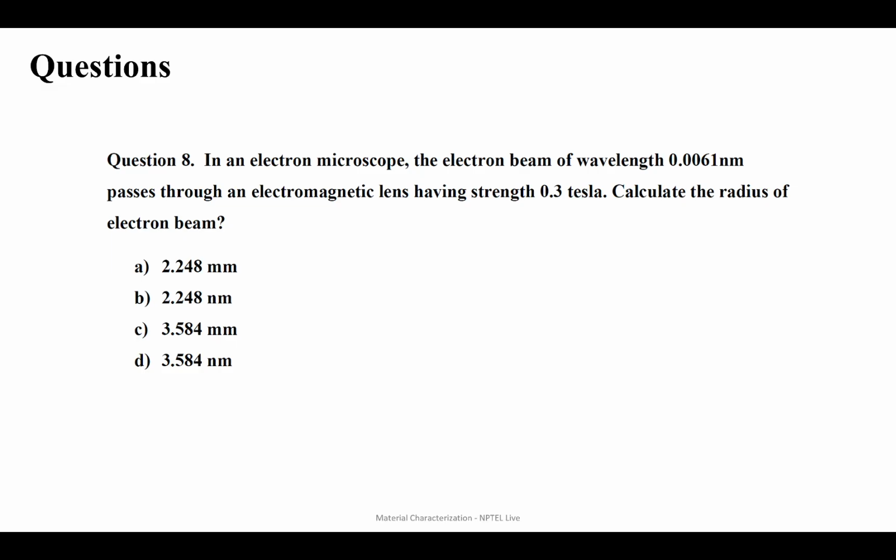In an electron microscope, an electron beam of wavelength 0.0061 nanometer passes through an electromagnetic lens having strength 0.3 Tesla. Calculate the radius of the electron beam. A, 2.248 millimeters. B, 2.248 nanometers. C, 3.548 millimeters. D, 3.548 nanometers.